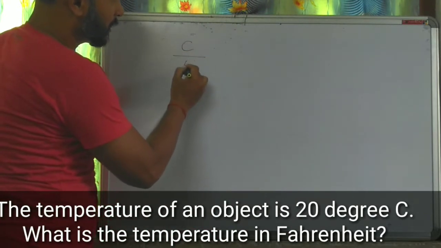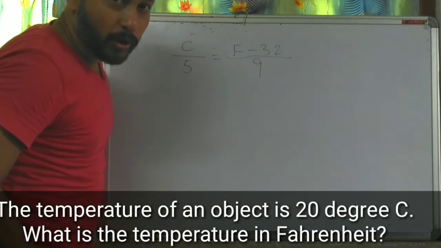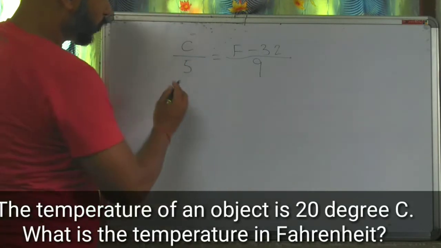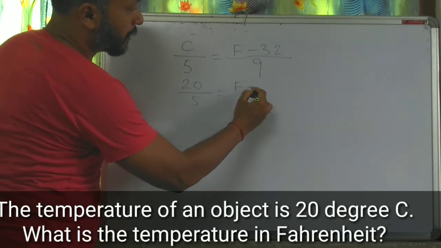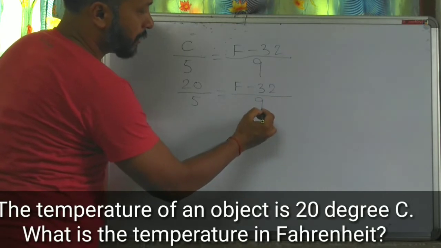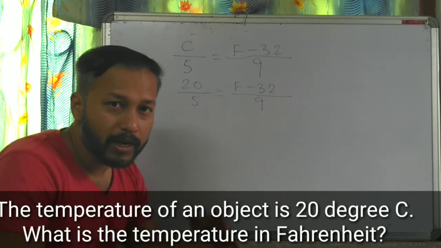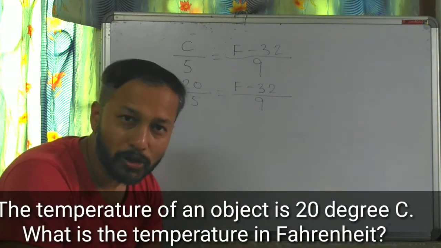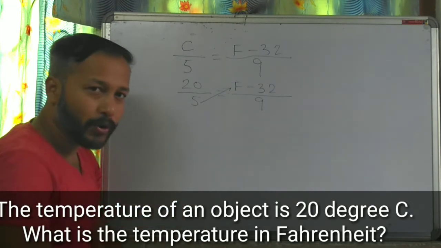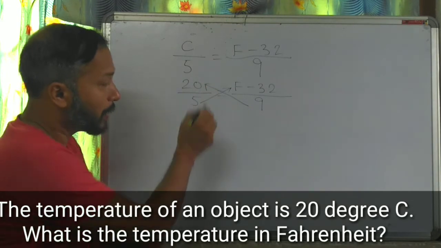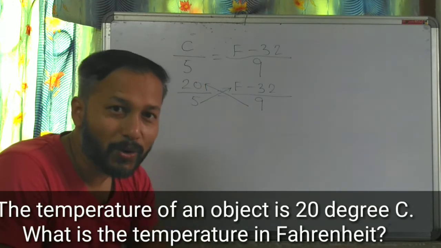The formula is fine. Now what is the temperature of that object? 20 degrees Celsius. So instead of C, I will write 20. Understood? Now, just see the calculation, how I am going to calculate it. Now we have to cross multiply. Yes, cross multiply. How? We'll multiply the upper one like this, then this. But in the exam, you will not show this arrow. These arrows are made just to make you understand.